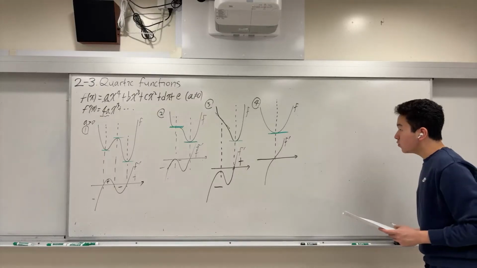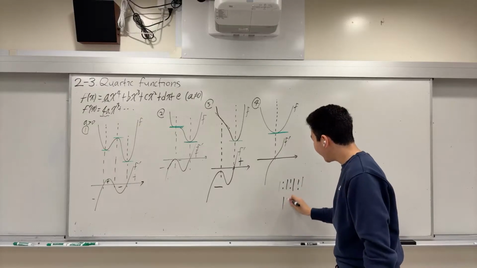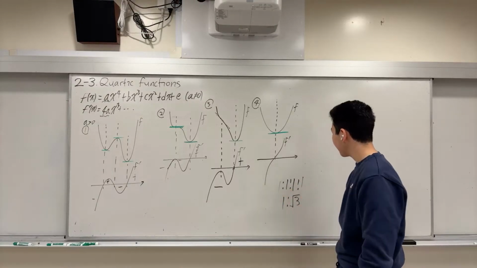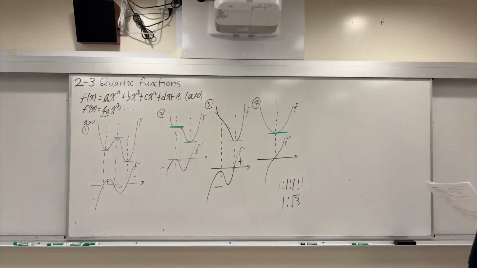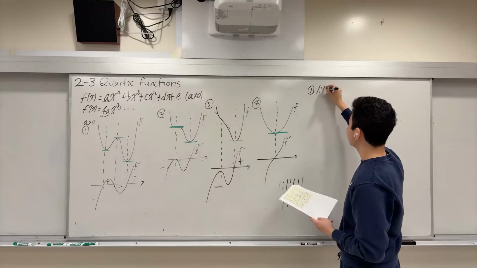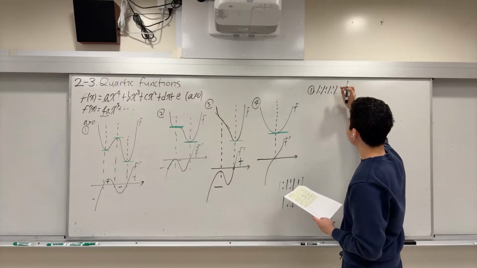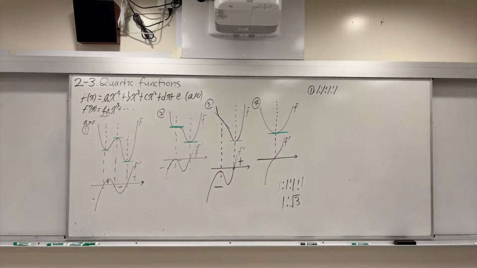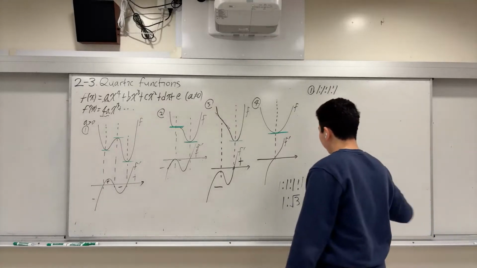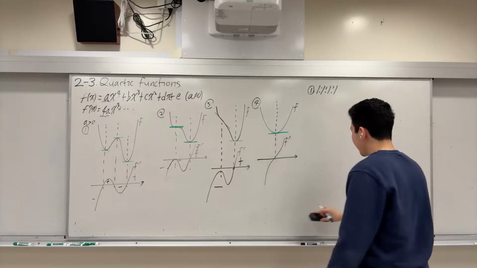So remember, for cubic functions, there was the 1 to 1 to 1 to 1 and the 1 to square root of 3. For quartic functions, there are 2 types of ratios I want to show you, and the first one is actually 1 to 1 to 1 to 1. So a quartic function also has 4 equal increments, and I'll show you how. Okay, let's talk about 1 to 1 to 1 to 1.